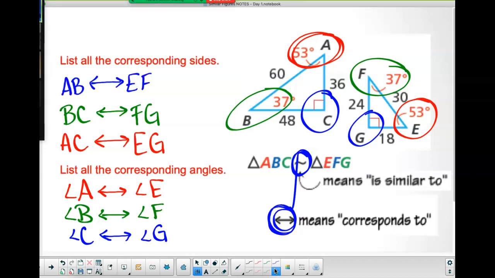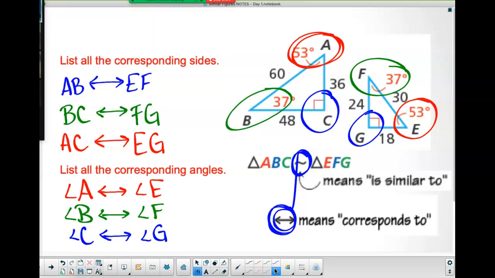Okay, so these are similar because corresponding angles are equal. Every angle matches up, they're equal, and corresponding sides are proportional. So if we look at the sides, AB and EF, 60 and 30, 60 divided by 2 is 30. Does that work with all the other sides? 36 divided by 2 is 18, and 48 divided by 2 is 24. So they're proportional because I can take all the sides from the first triangle and just divide them by 2 and get the sides in the second triangle.